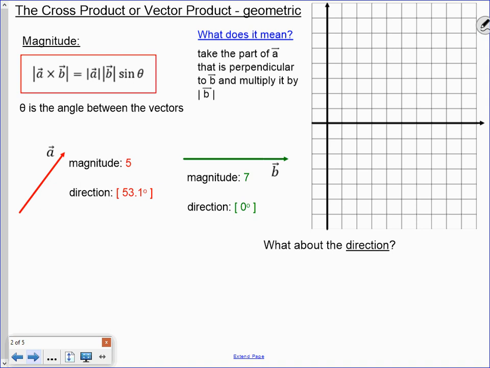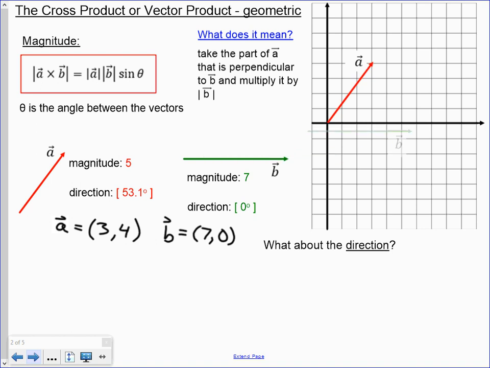So again, we have our same two vectors that we had in the last lesson, vector A with a magnitude of 5 at a direction of 53.1 degrees, and vector B with a magnitude of 7 at a direction of 0 degrees. And as before, we can also think of these as algebraic vectors. A was 3, 4, and B was the vector 7, 0. To start with, we imagine A and B placed tail to tail on our Cartesian plane here.